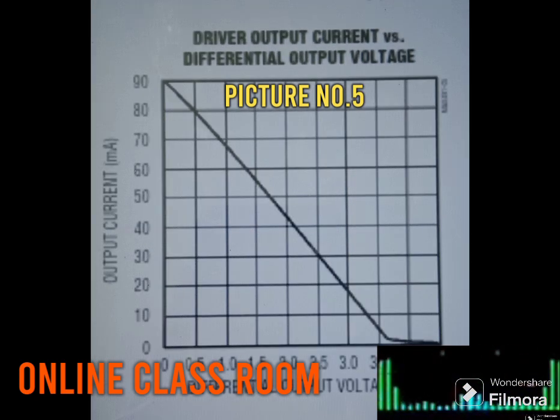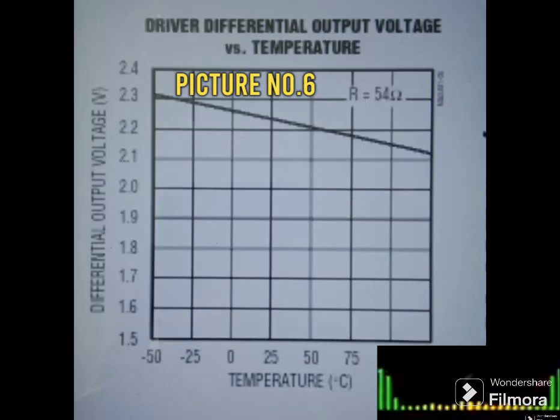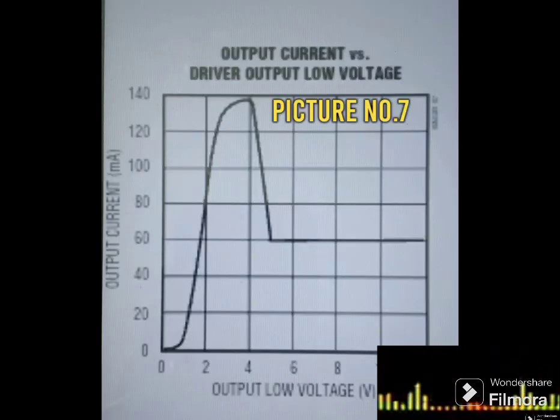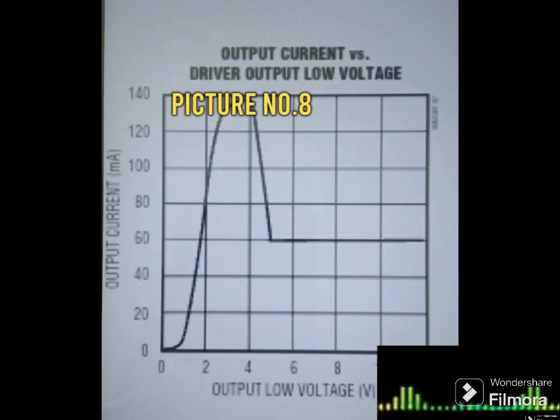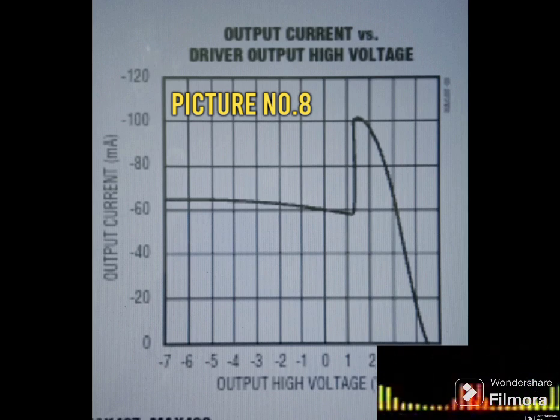Picture number 5 shows driver output current versus differential output voltage. Picture number 6 shows driver differential output voltage versus temperature. Picture number 7 shows output current versus driver output low voltage. Picture number 8 shows output current versus driver output high voltage.